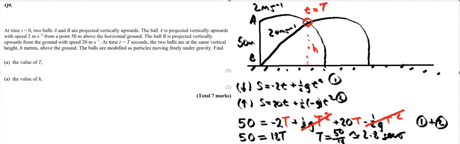Okay, so remember, what did we do? We took the total. Okay, so the total distance was 50 meters, and equation 1 plus equation 2 gave me the total for both balls, one going down and one going up. Okay, I hope that makes sense.